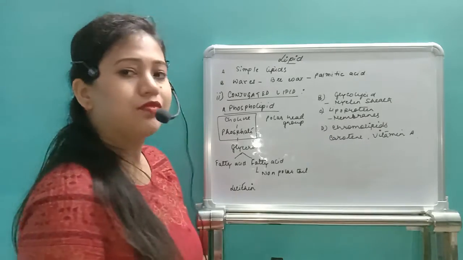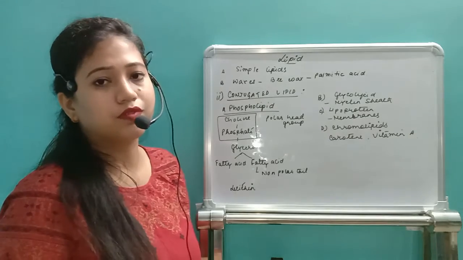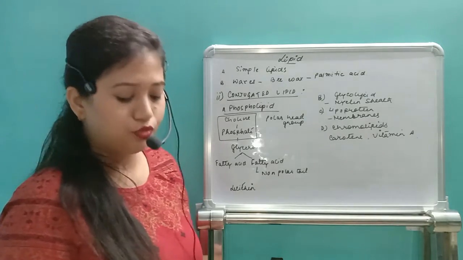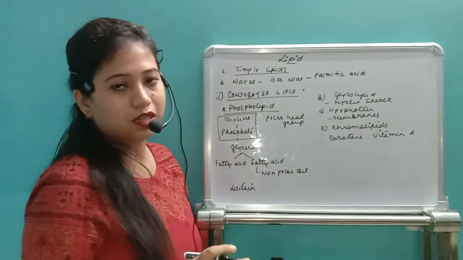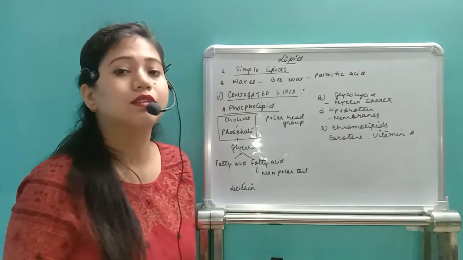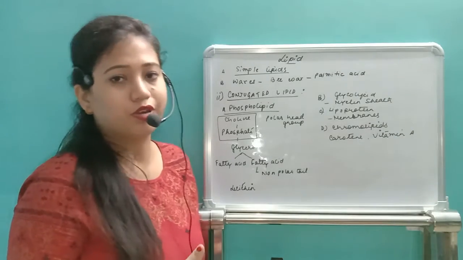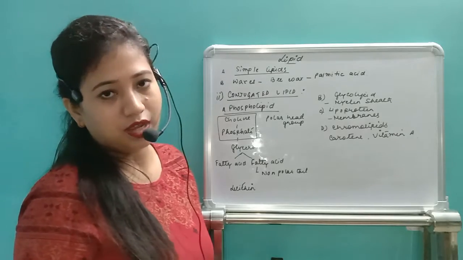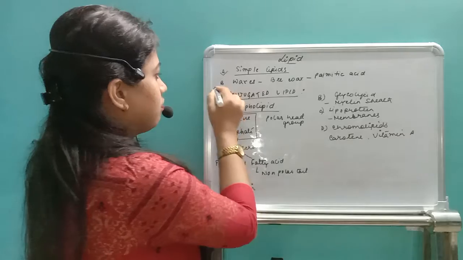So what we have seen is the true fat. In the classification, first we have seen the true fat. Under the true fat, we have seen the simple lipid. We have already studied the alcohol, that is glycerol, and the fatty acid, which can form either a monoglyceride, diglyceride, or triglyceride. I have told you about the ester bond formation. Those are all the simple lipids. The second one is the wax.